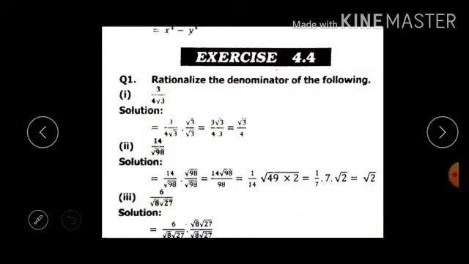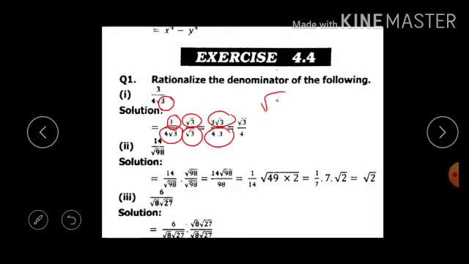Now we will solve exercise 4.4. Question number 1. Rationalize the denominator of the following. Part 1: 3 divided by 4 square root of 3. Multiply top and bottom by square root of 3. 3 multiplied by square root of 3, and 4 square root of 3 multiplied by square root of 3, which is equal to 3 square root of 3 and 4 multiplied by 3.